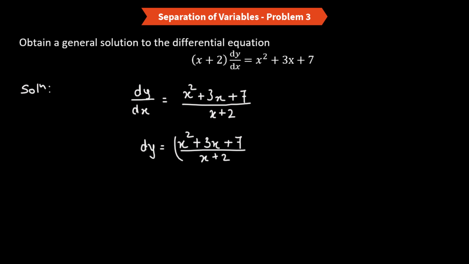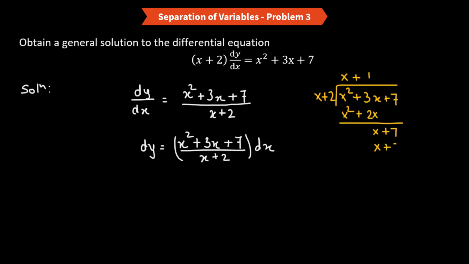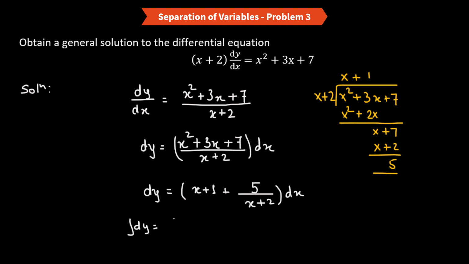Now we're going to divide the numerator x squared plus 3x plus 7 by the denominator x plus 2 by the method of long division, and that should give us x plus 1 plus 5 over x plus 2, such that when we integrate both sides we get integration dy is equal to integration x dx plus integration dx plus 5 times integration dx over x plus 2.